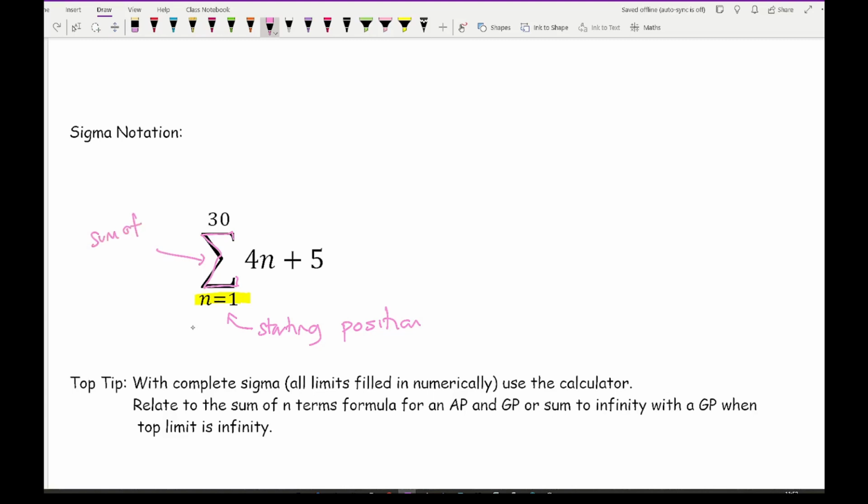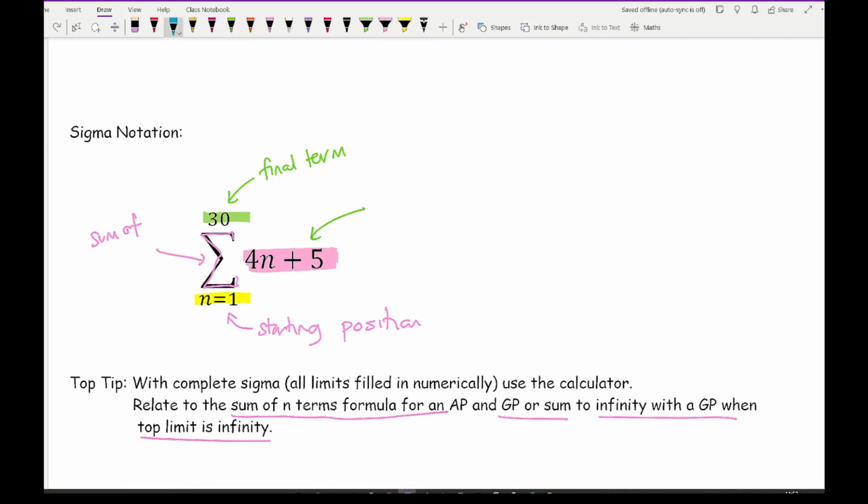So therefore, with the complete sigma notation, you want to use a calculator, because now this function is available for you to simply input the values into your calculator and give you the answer straight away. But also, if you are given algebraic terms, what you want to do is relate it to the sum of n terms of an AP if the function is an AP, or a GP, or the sum to infinity if the top limit is infinity, which kind of leads us on to this number here. So this number here is the final term that you want, or the top term, and then finally this here is the actual expression, so the function.